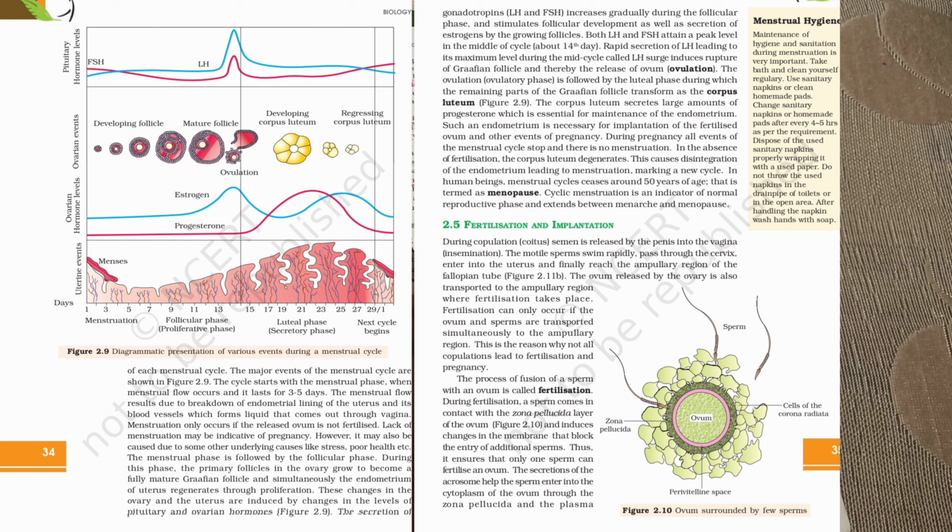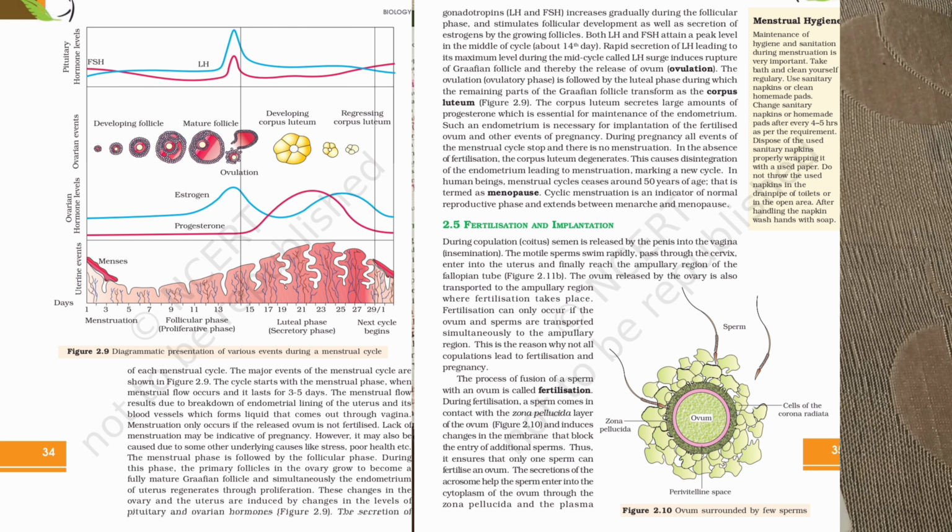In the absence of fertilization, the corpus luteum degenerates. This causes disintegration of the endometrium, leading to menstruation, marking a new cycle. In human beings, the menstrual cycle ceases around 50 years of age, which is termed menopause. Cyclic menstruation is an indicator of a normal reproductive phase and extends between menarche and menopause.